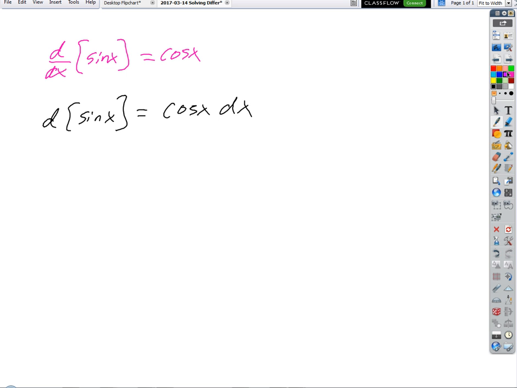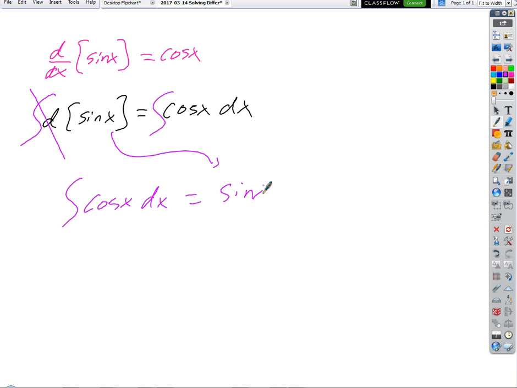And what's that do? The antiderivative of a derivative just makes it sine x. It just cancels it, to within a constant, right? And then over here, there's our rule. So if we flip this around, we get the antiderivative of cosine x dx equals sine x plus c. How about that, right?